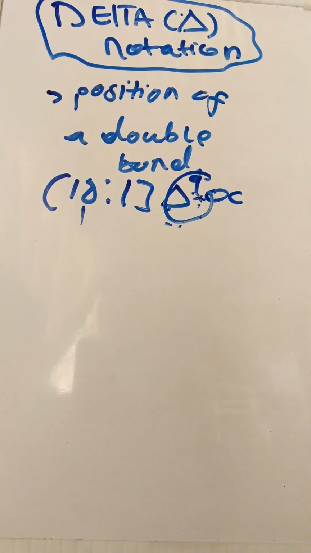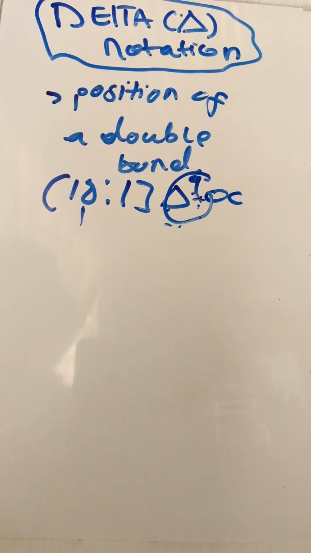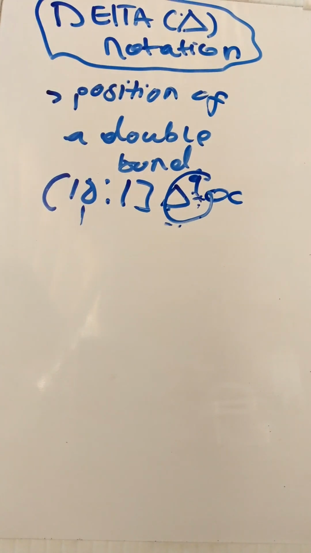You can be given linoleic acid and they write delta 12 and 9, meaning that there is a double bond at carbon number 9 and there's also a double bond at carbon number 12. So that is the main purpose of this delta notation, right?